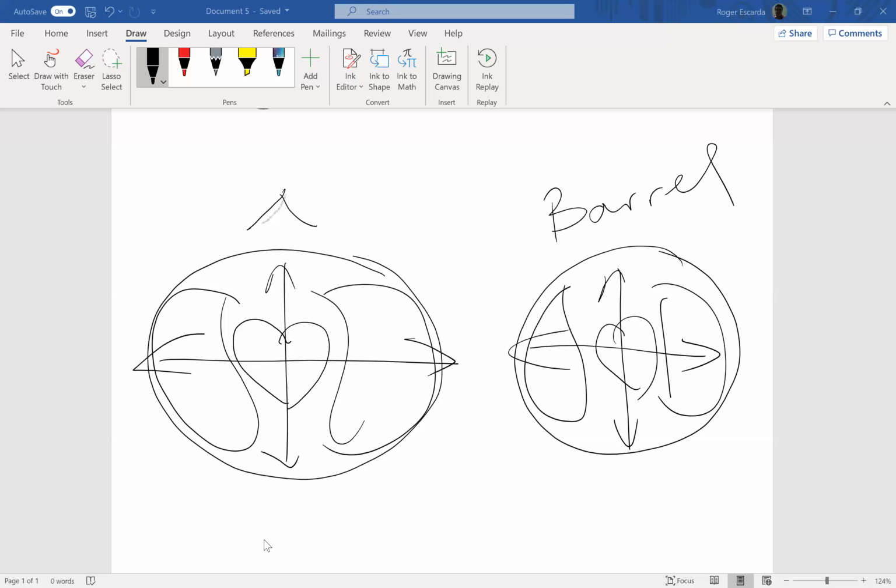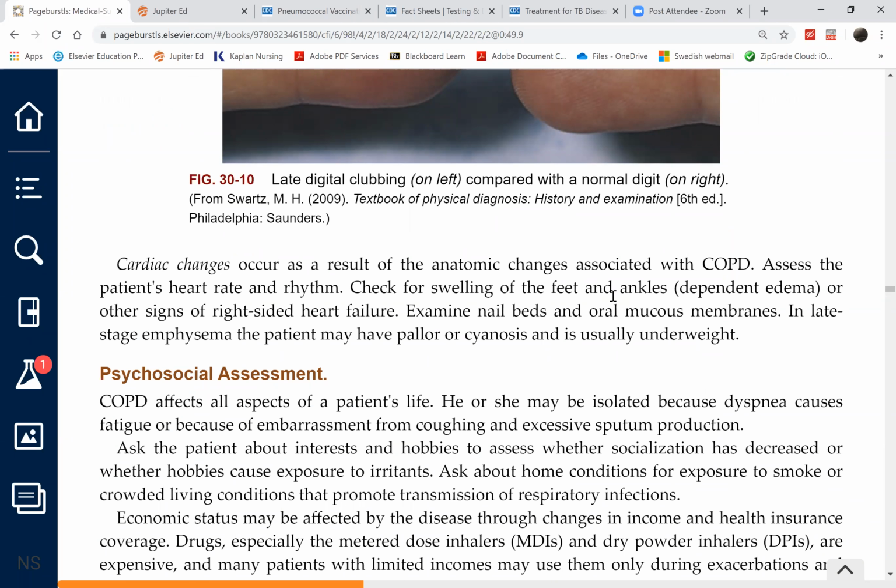So here's the barrel chest, and then here is the clubbing of the fingers. Of course, these are expected. And then we already discussed the cor pulmonale signs and symptoms.